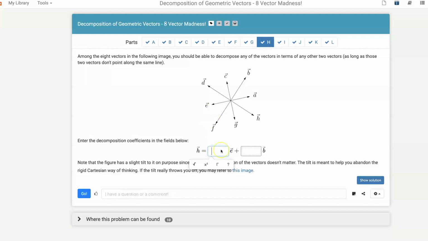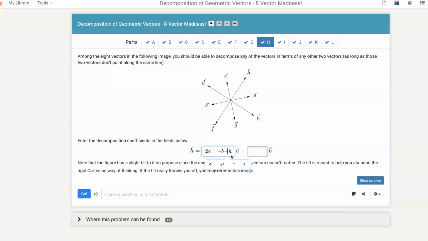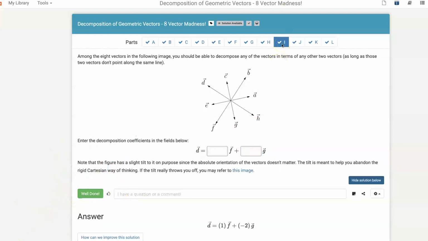So let me just use this field to do my algebra. So I know from before that E equals minus half B minus half H. And now all I need to do is solve for H algebraically. Multiply both sides by 2 and now solve for H. Minus 2E minus B. Very nice. On to the next one.